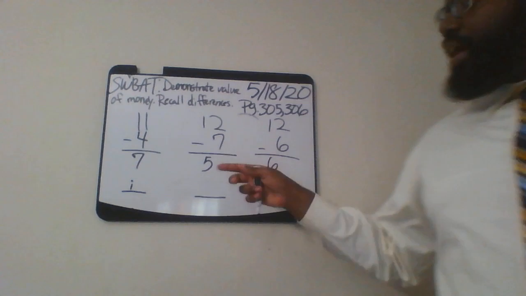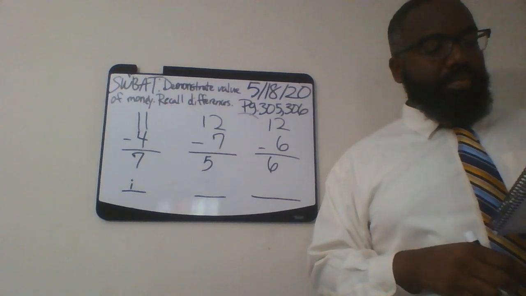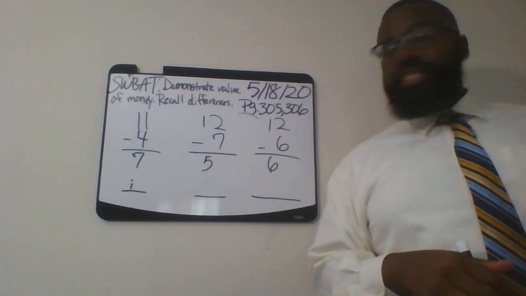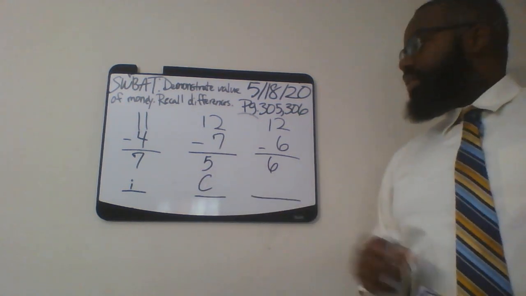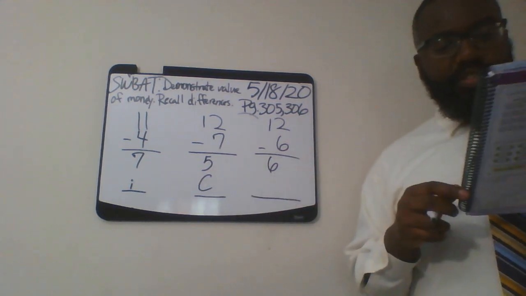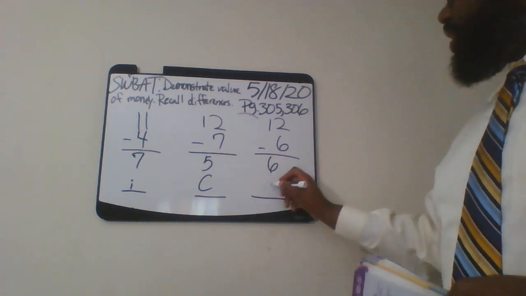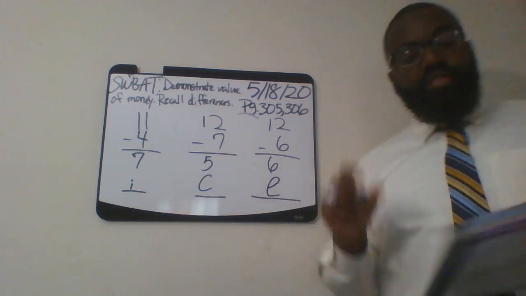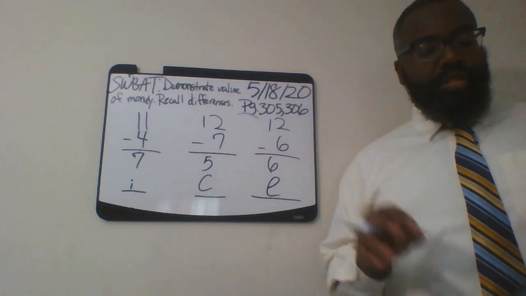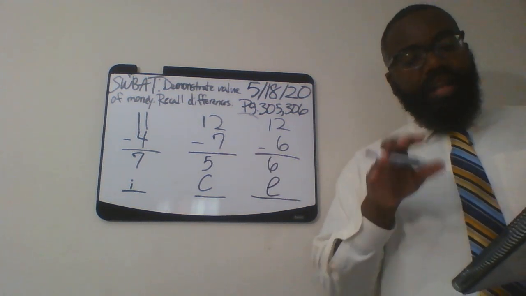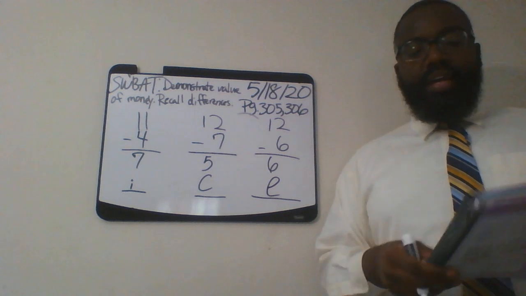Okay, so we're looking for 5 in the code box. 5 is the letter C. Next, let's look at 6. 6 is the letter E. So after you solve the problem, you'll write the code. And once you're finished solving and writing the codes, then you will draw that special treat in the square box they give you on the right hand side.